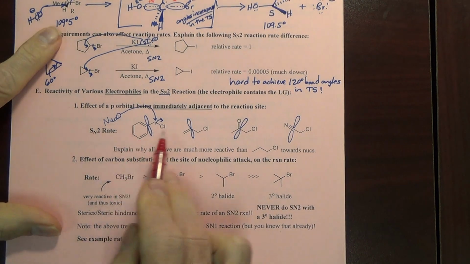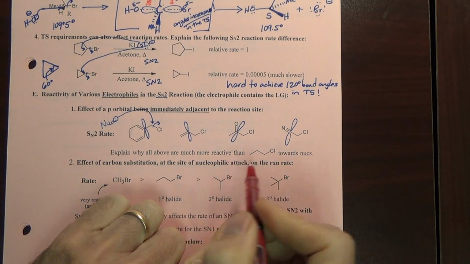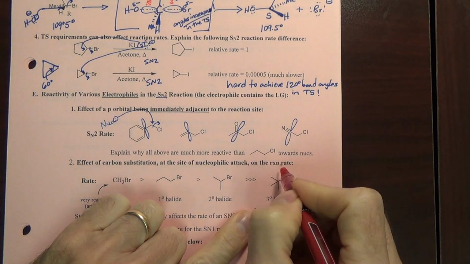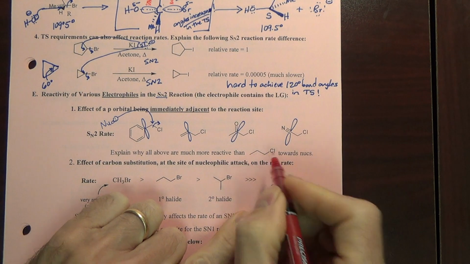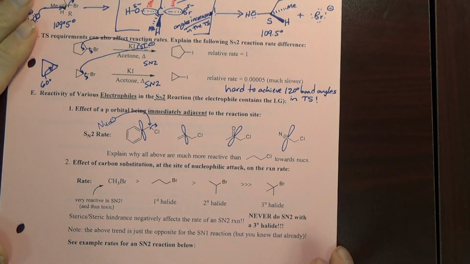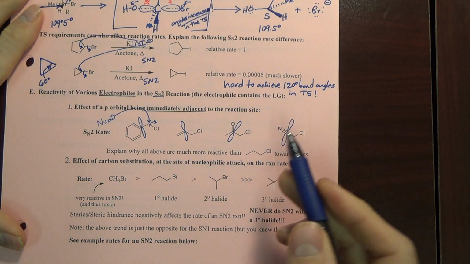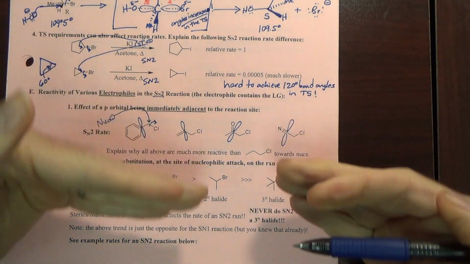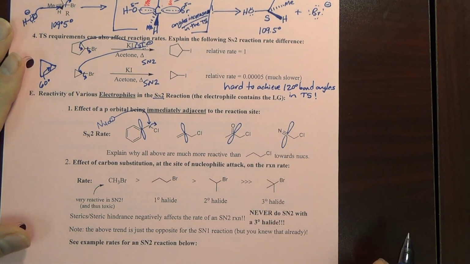And that can occur in all four of these molecules. But it cannot occur in this molecule here because there's no p orbital next door. And so this molecule would be less reactive. The transition state would not be stabilized. It would not be as lower in energy as it would be for these molecules above.